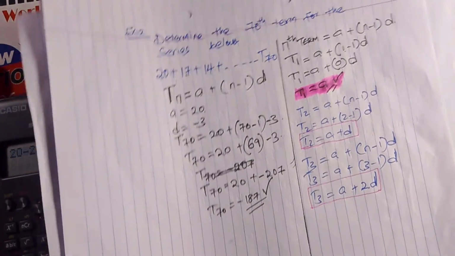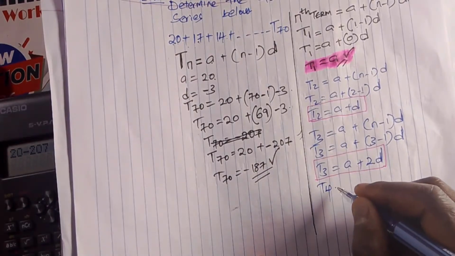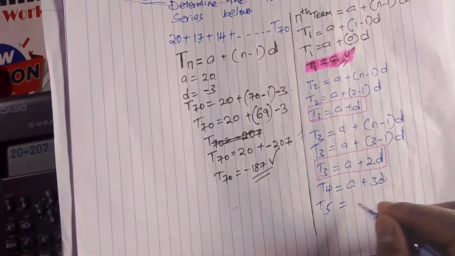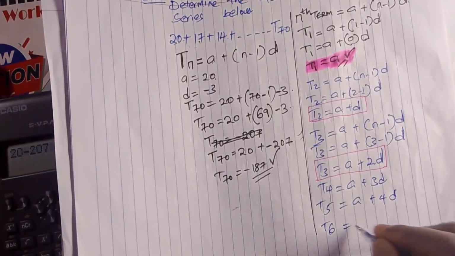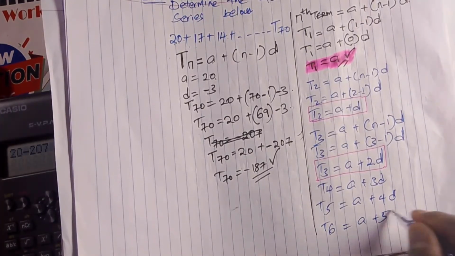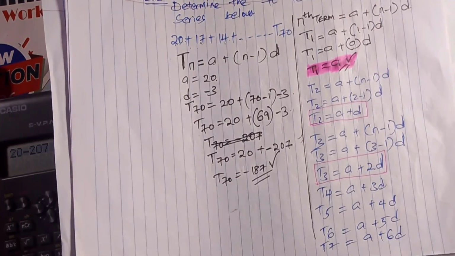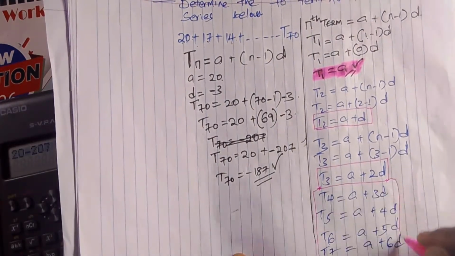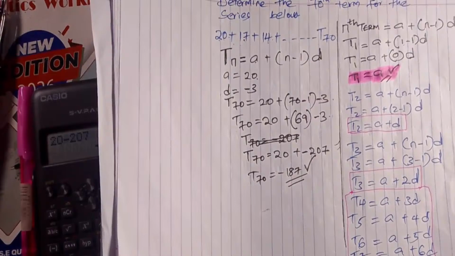Kwa hivyo T4 itakuwa nini? A plus 3d. T5 itakuwa a plus 4d. T6 itakuwa a plus 5d. T7 itakuwa a plus 6d. Inaendelea hivyo na inaendelea na inaendelea. Kwa hivyo, that is how we determine the nth term of an arithmetic sequence or a series.